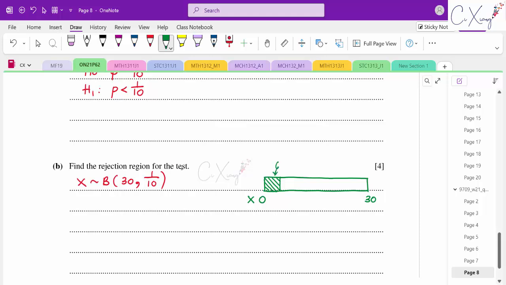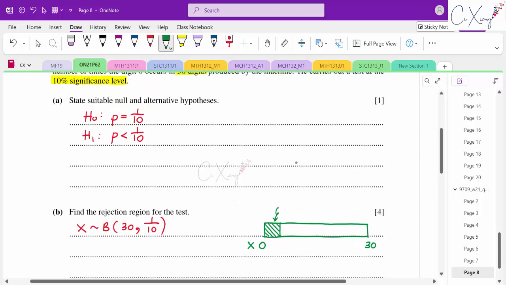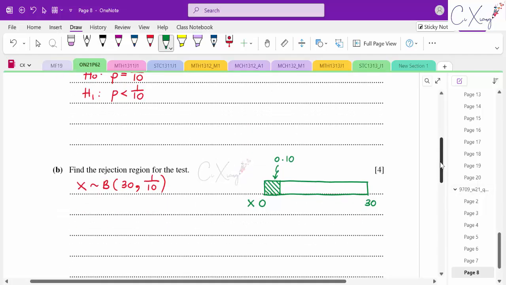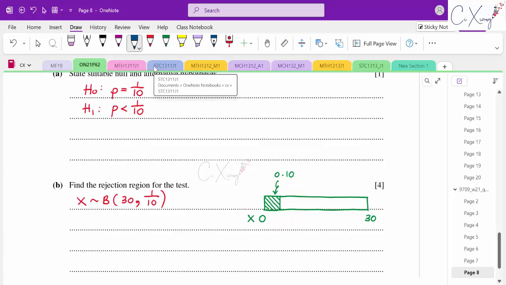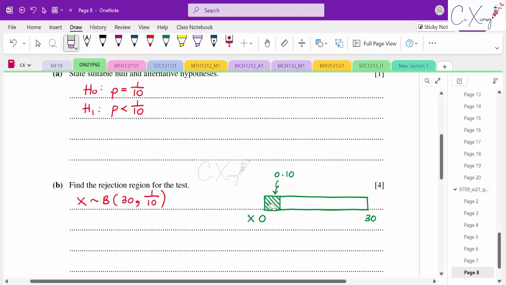And also, this one, I label it as 0.1 because it is 10%, so 0.10. Alright, and now to find the rejection region for the test, I want to know, for my value of x, which one falls under the rejection region and which one falls under the acceptance region. And usually we will start from the value of x that is close to the rejection region.